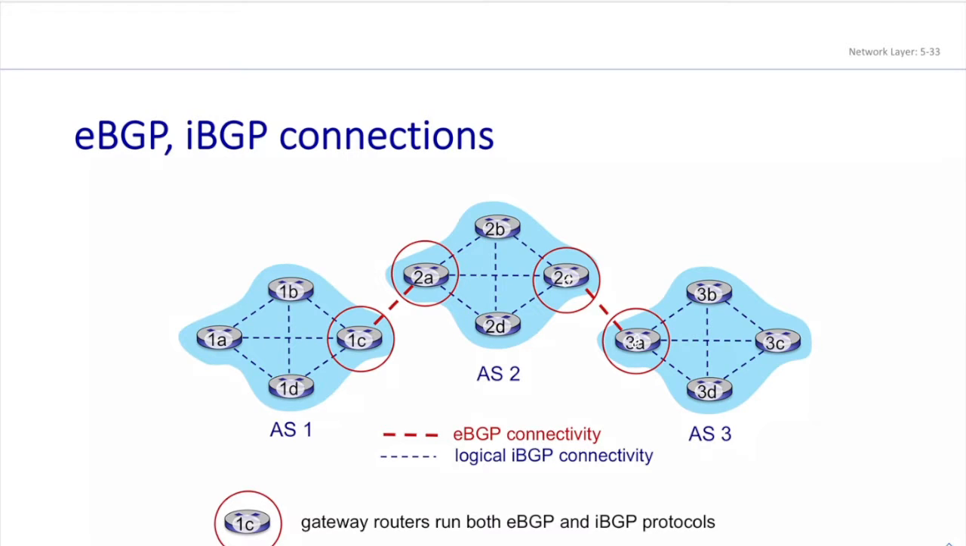inter-AS routing protocol. And you can see there is another one, the blue lines, which is iBGP. iBGP is run within an autonomous system. The routers communicate with each other so they know how to route packets within the AS.